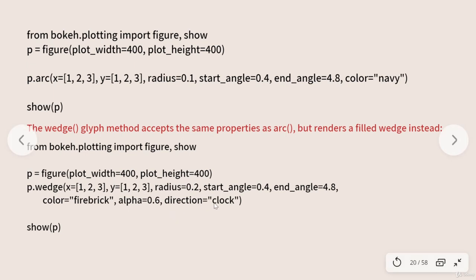So this is an additional optional property, as I told you, that if you want your arc or your wedge to render in a certain direction, clockwise or anti-clockwise, that facility is definitely there with this Bokeh plot.